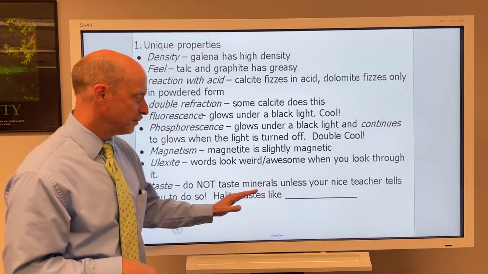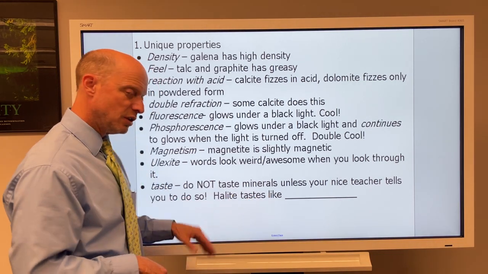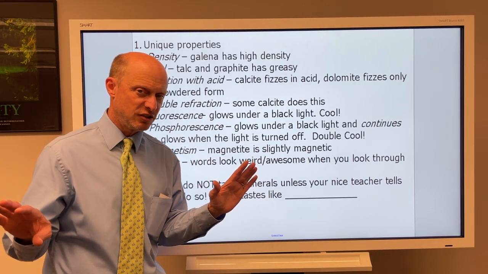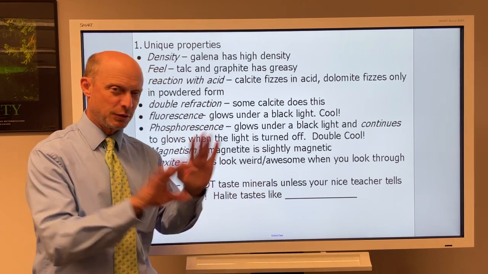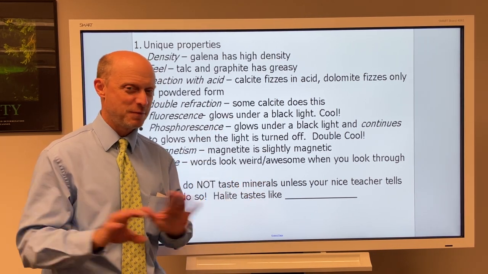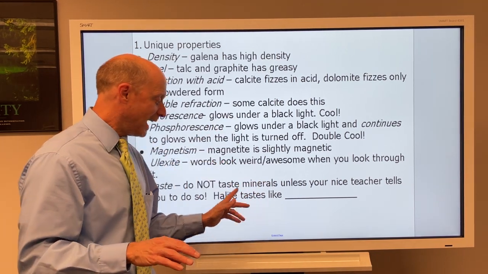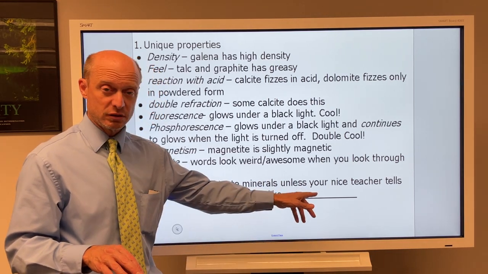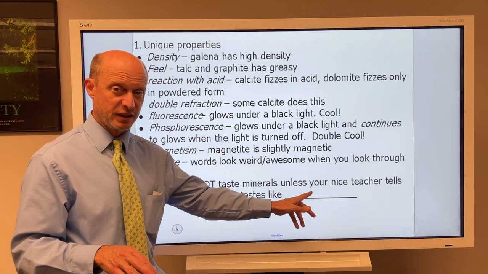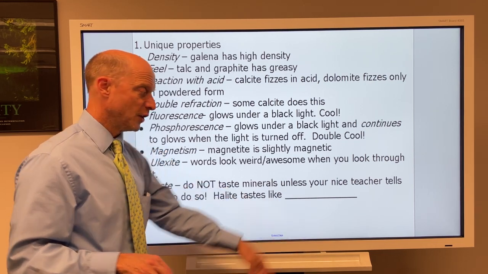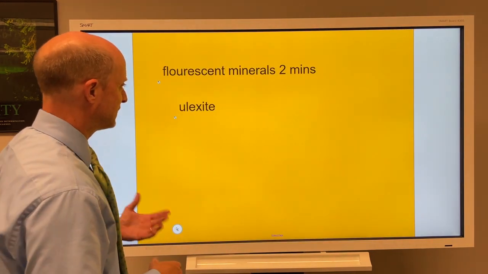Do not taste minerals unless your nice teacher tells you to do so. Do not put any of these in your mouth. Your nice teacher is not going to tell you to put anything in your mouth. That will not happen. But halite, the mineral, tastes like salt. So write the word salt in there, please. Okay, so I'm going to just show you some examples of this as best I can.